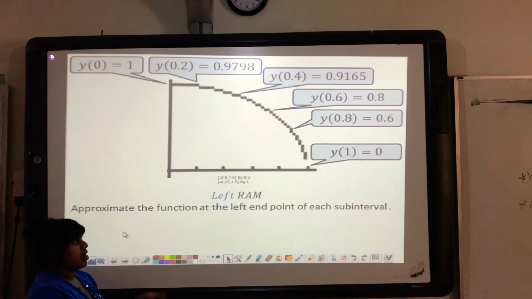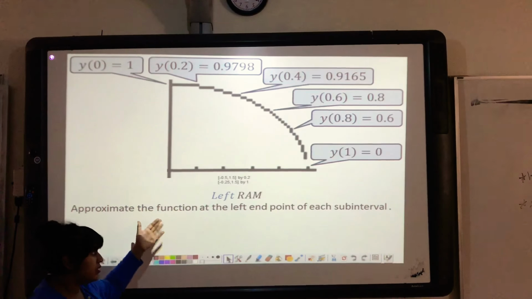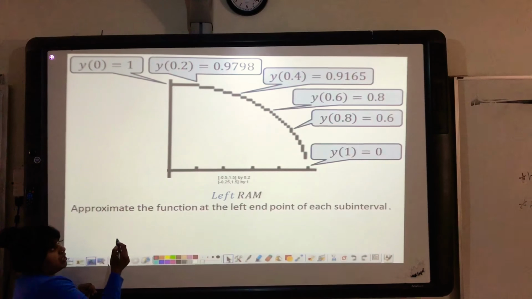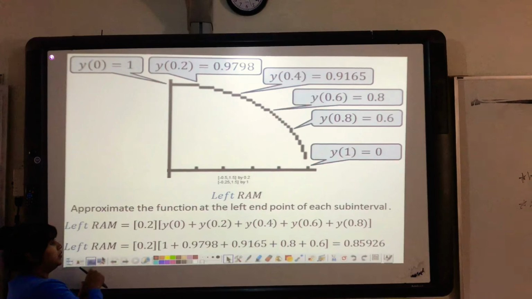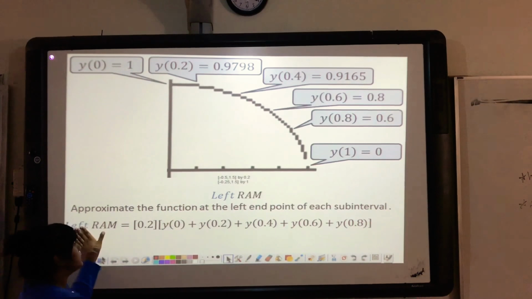So we're going to go ahead and approximate it using our left endpoint, which is what I demonstrated with my horrible rectangles. So here we go. Whew, I went too far. Here we go. Here's our left rim.